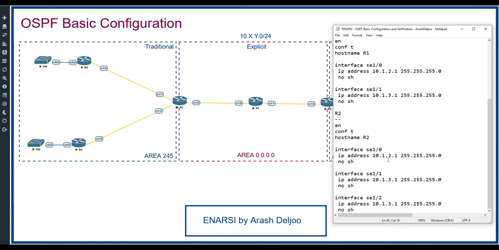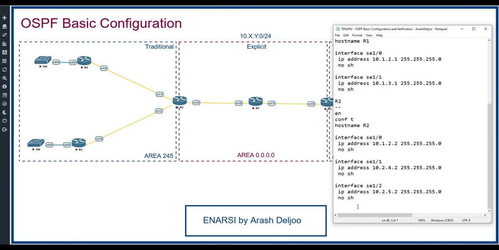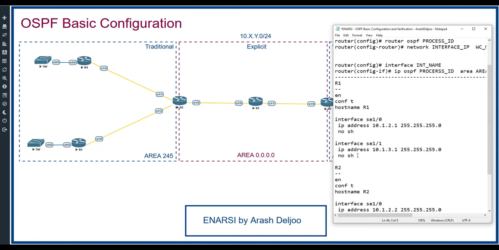About the serial 1/0, the IP address is 10.1.2.2, 255.255.255.0, no shutdown. About the serial 1/1, the IP address is 10.2.4.2, 255.255.255.0, no shutdown. And finally, serial 1/2's IP address is 10.2.5.2, again 255.255.255.0, no shutdown. Okay, let me copy the configuration of R1. First we should configure R4 and R5. Okay, this is for R4. Let me copy it again here from router 1.